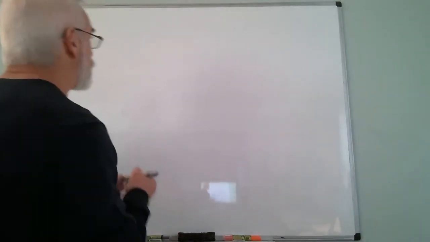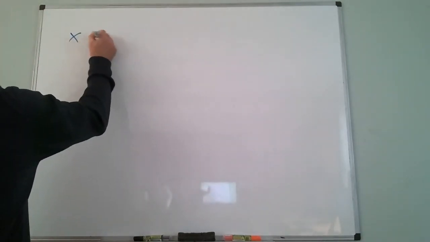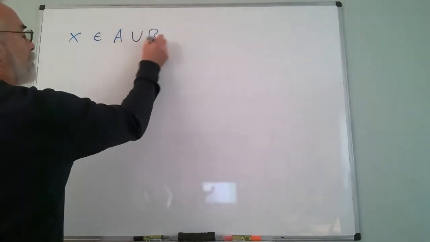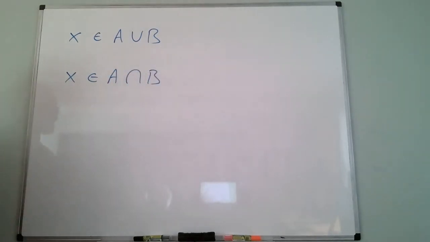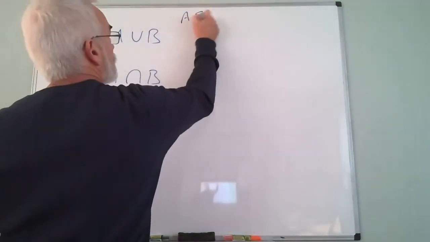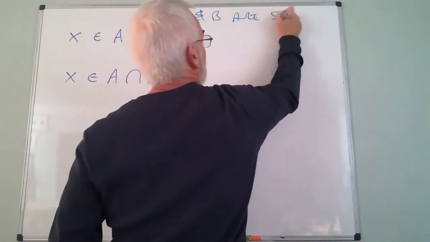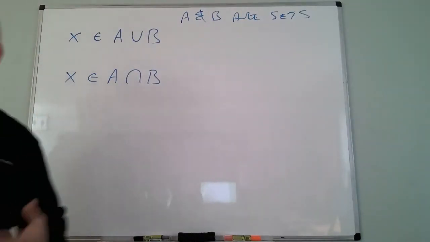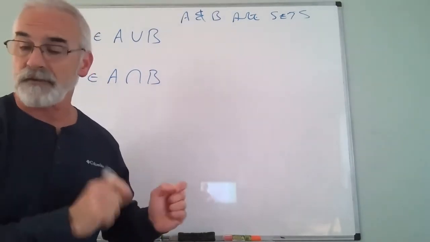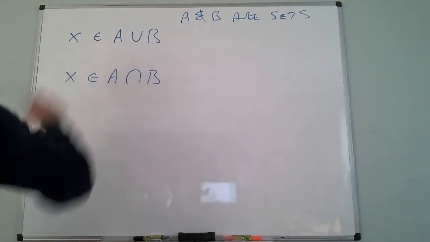So I want to go over some very basic terminology and definitions. For example, if I said that X is an element of A union B, or if I said X is an element of A intersect B, and assume that A and B are sets, what do each of these statements mean to us? Because this is the foundation of how we're going to write our proofs, the basic premises that we're going to make right here.